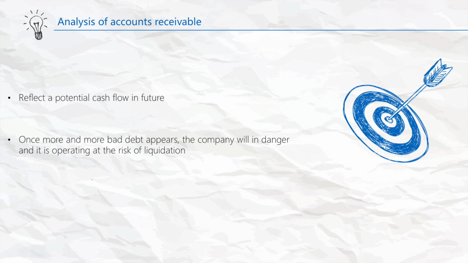Accounts receivable also affects future cash flow. The cash inflow from accounts receivable can be used to pay suppliers, maintain the company's daily operation, and even make important investments. With more bad debt expense, the company will be in danger and is operating at the risk of liquidation.